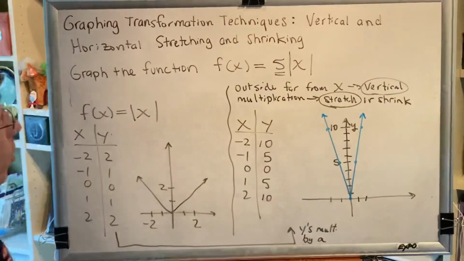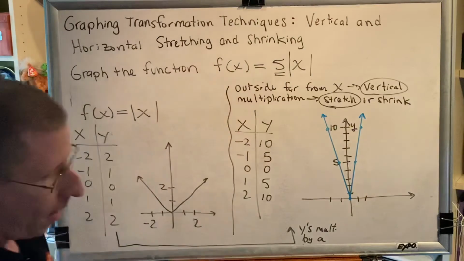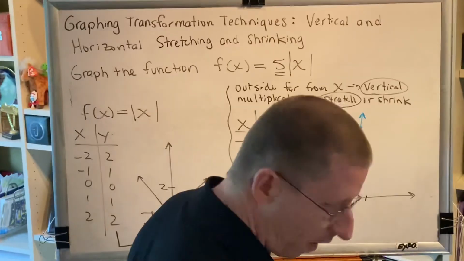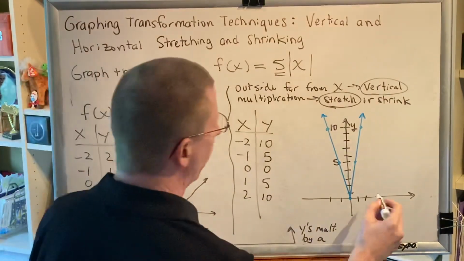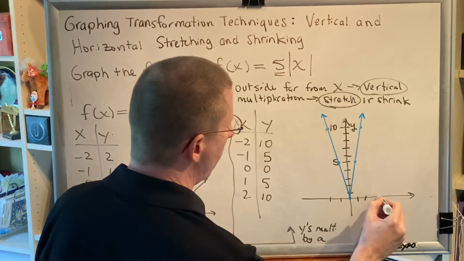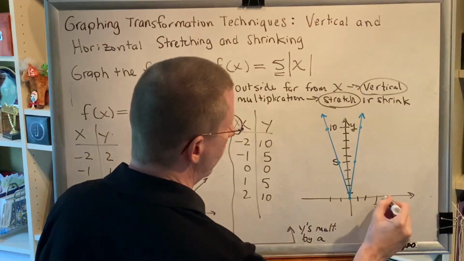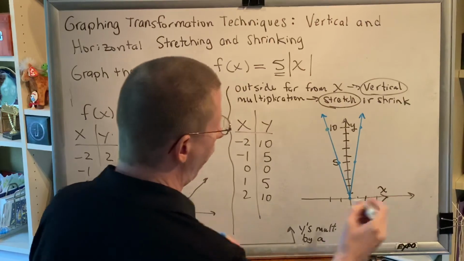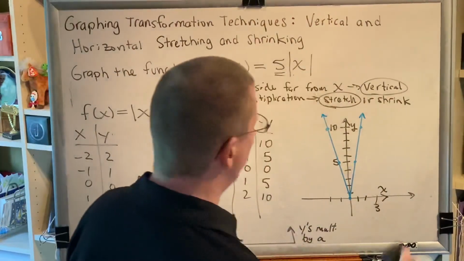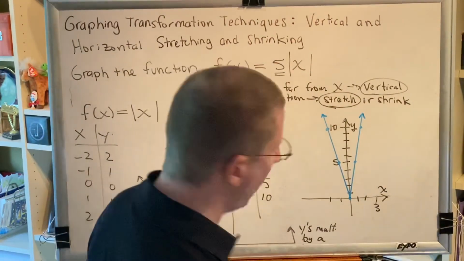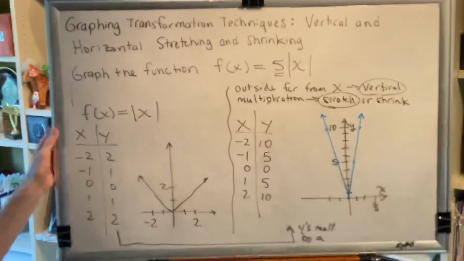This, shown in blue, is the graph of the function f of x equals 5 times the absolute value of x. I think the only thing maybe that I'm missing here is this right here. We'll label that with an x, and establish the scale on the x-axis. And there we go. We are done with this problem.